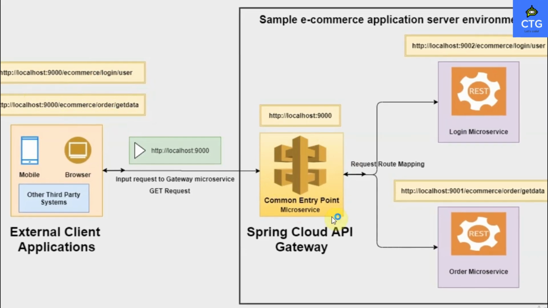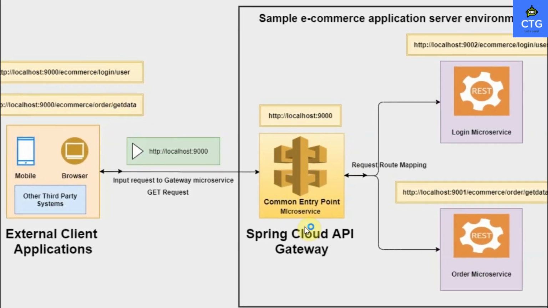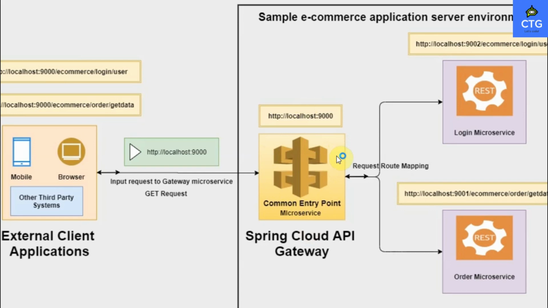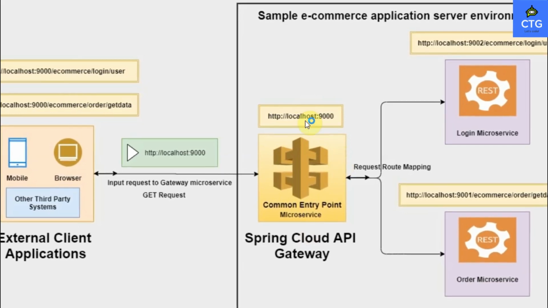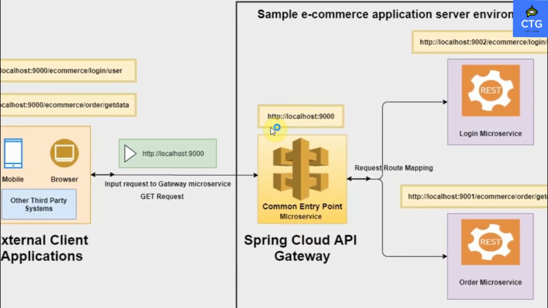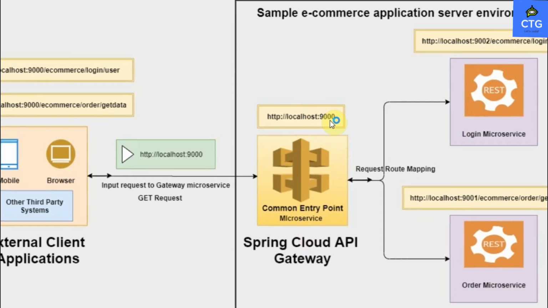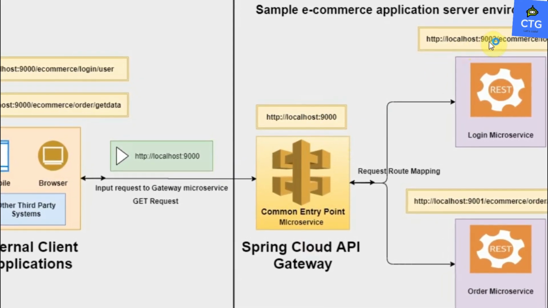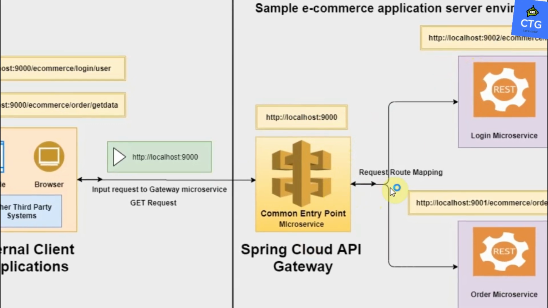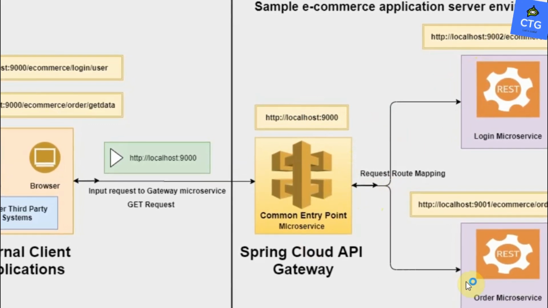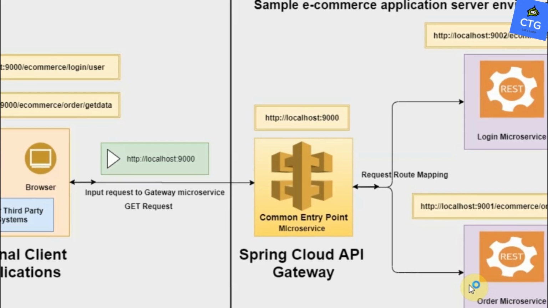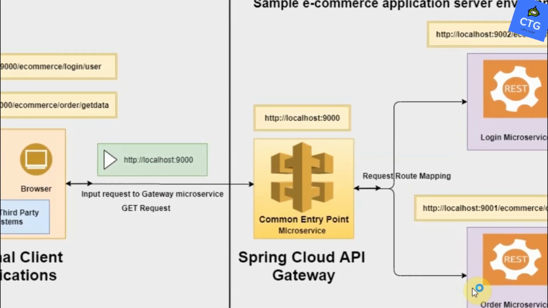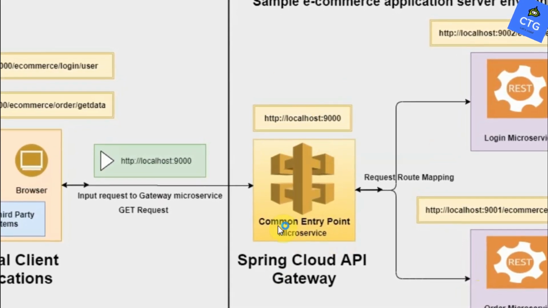In this API gateway, we configure the context path. It will check whether the context path matches. If the context path matches, it will replace localhost 9090 with the respective application's address, for example localhost 9002. The particular request will then be navigated to the respective application. This is one of the functionalities of Spring Cloud API Gateway.